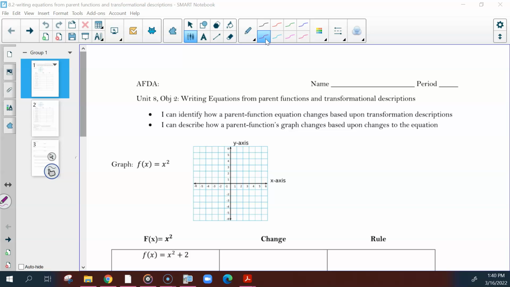In this video, we're going to be talking about how to write equations from parent functions and transformational descriptions. We're really just going to be focusing on two different functions, the quadratic, or your x squared function, and your absolute value function. And we'll talk about how it moves and changes on different transformations.